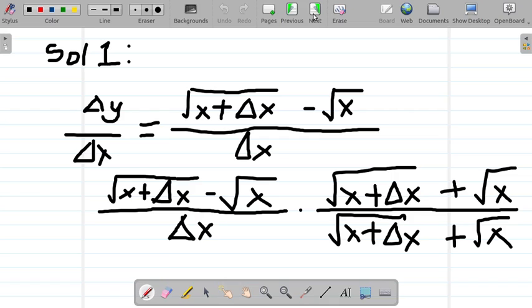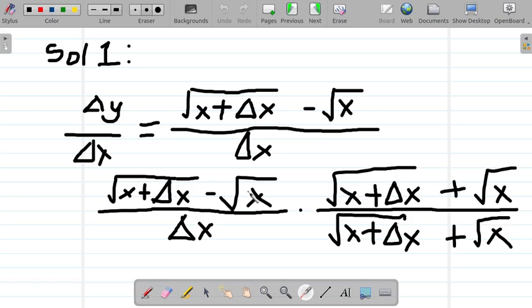So, first solution, or solution 1, change of y over change of x is equals to, diba, f of x plus change of x minus f of x. So, substitute lang nimo ang value, so, mahimo na din siyang square root of x plus change of x minus square root of x over change of x. So, muna ni imo using substitution, muna ni imong nakuha.